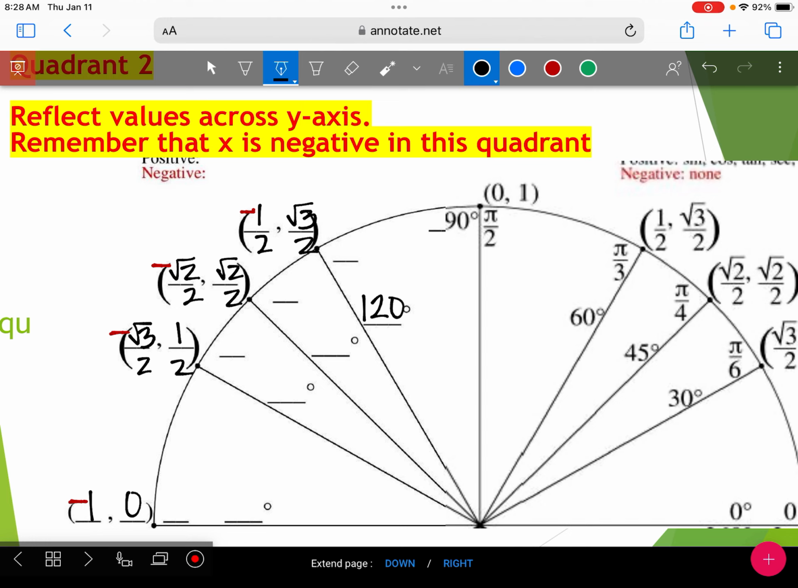90 plus 45 is 135 degrees. And 90 plus 60 is 150. And I'm sure you already know what this is. 180, good.